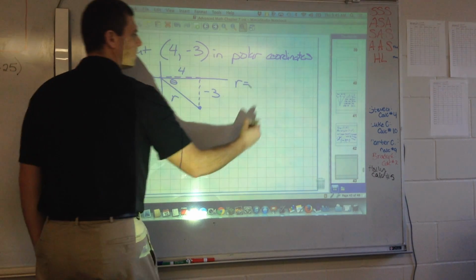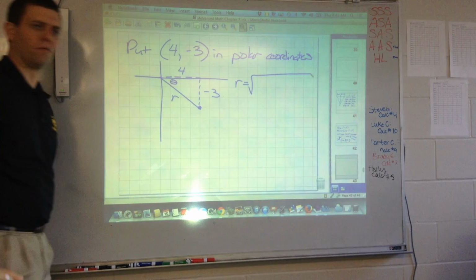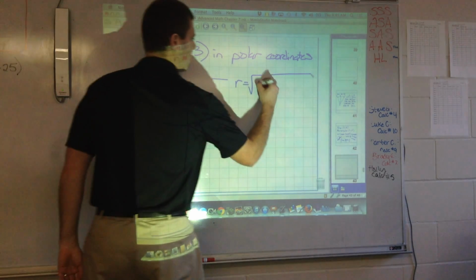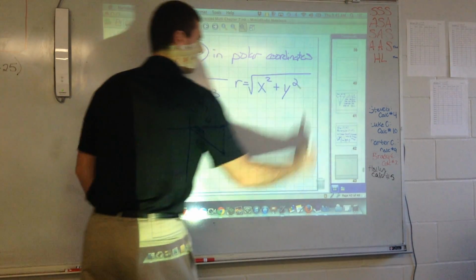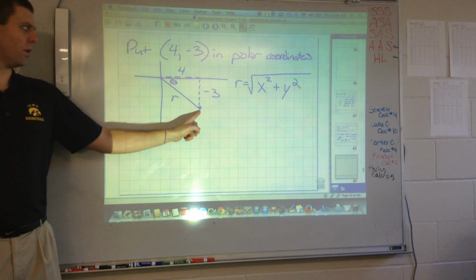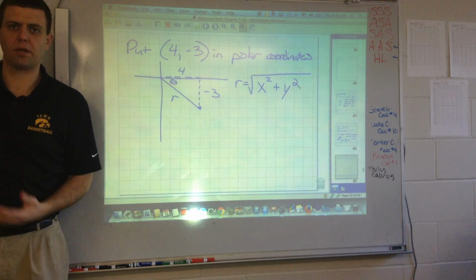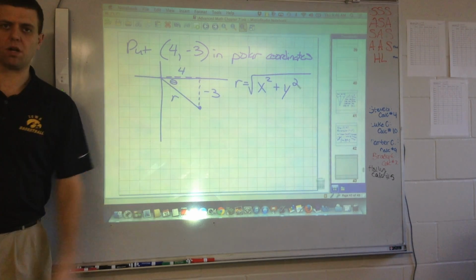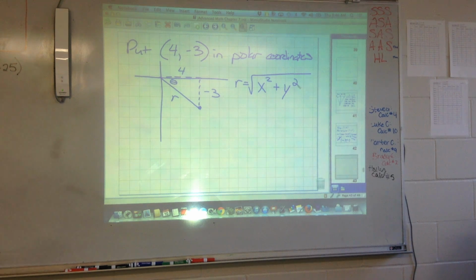Formula-wise, what does r equal? Square root of what? Make it generic. Make it true for all, not just specifically for 4, negative 3. You take x squared plus y squared, and then you square root that answer. Won't that equal what r is? That's Pythagorean's theorem. Because isn't x squared plus y squared going to equal r squared? Okay, so r is equal to the square root of x squared plus y squared.